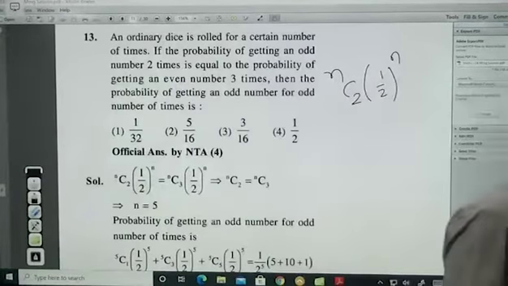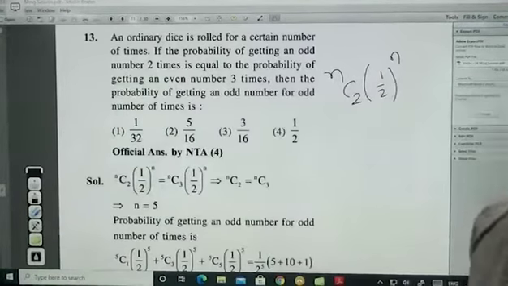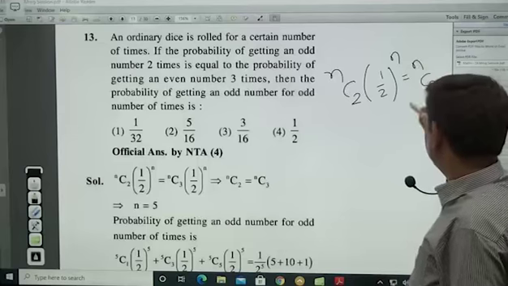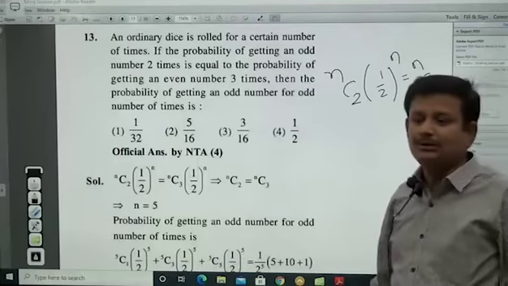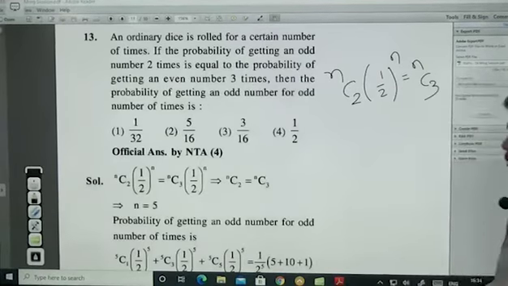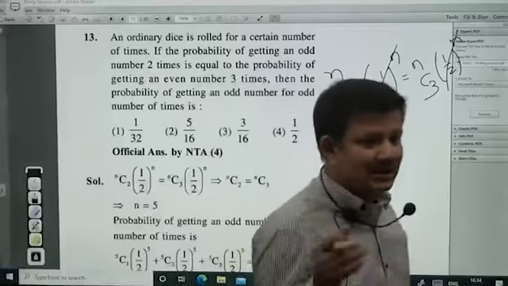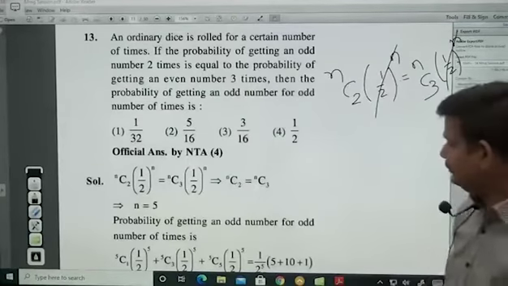And what is the next thing? This is equal to the probability of getting an even number 3 times. Which 3 times? NC3 into 1 by 2 power 3 into n minus 3, that is again 1 by 2 power n. So 1 by 2 power n gets cancelled. NC2 is equal to NC3. Can you directly conclude without any calculation what is n? 5.